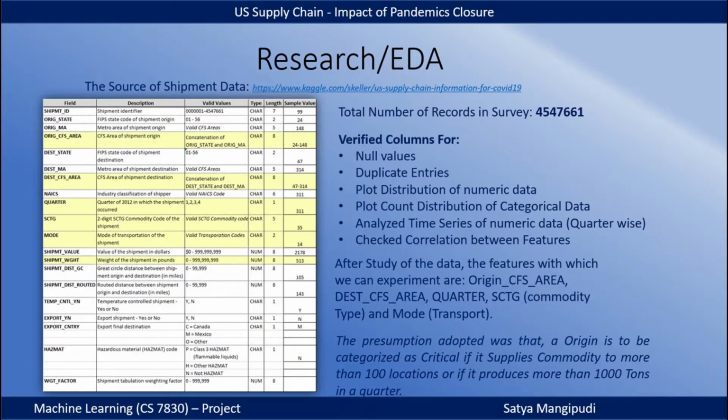For the project, the data regarding shipments is obtained from the kaggle.com website. This census data belongs to 2012. Let us quickly go through the columns of the survey. I will try to point out any key fact regarding each column as I go.